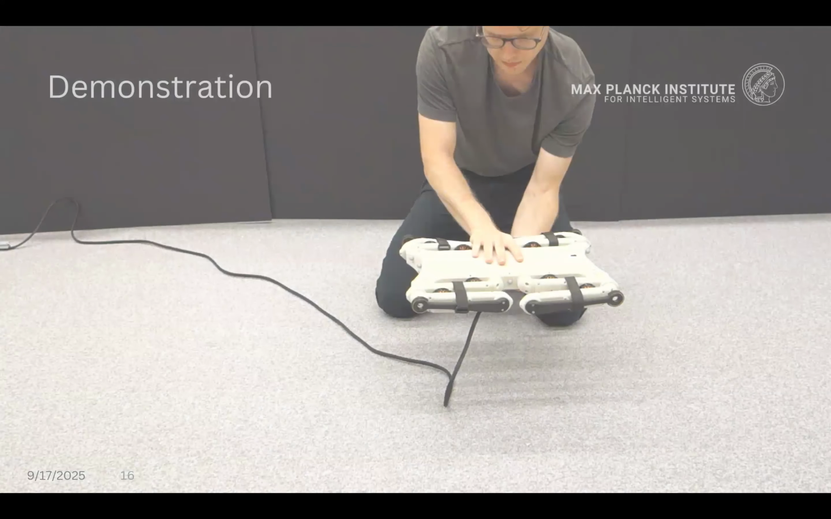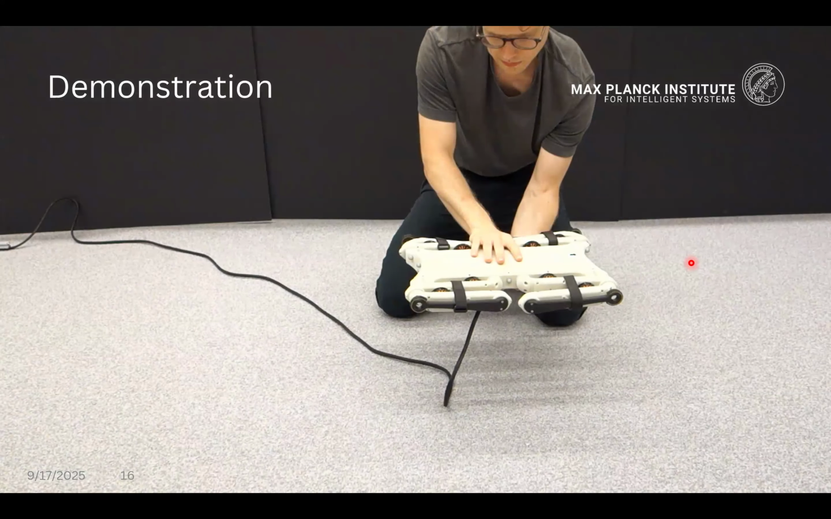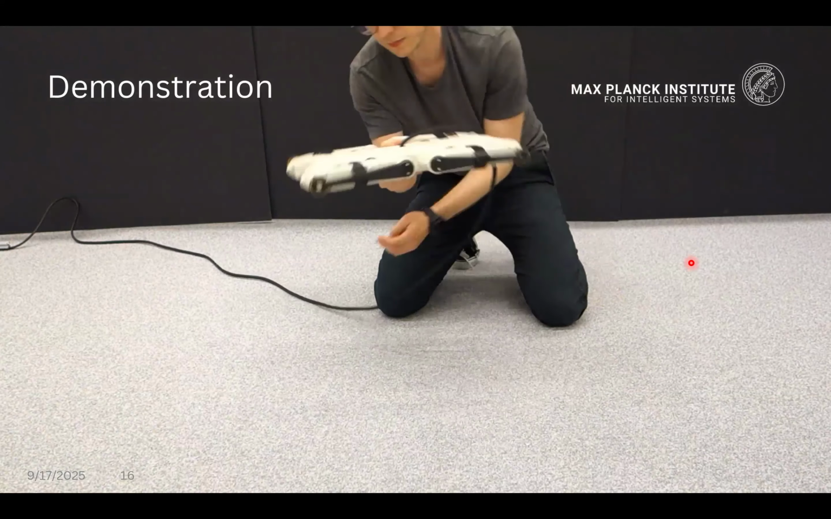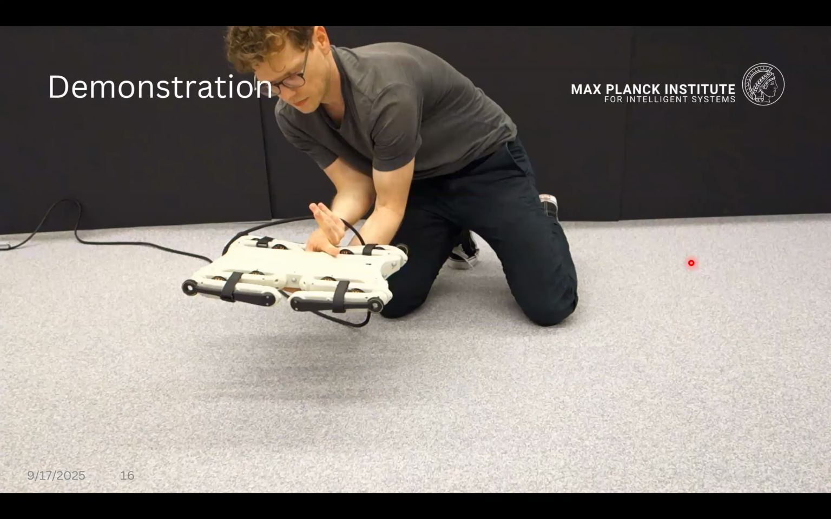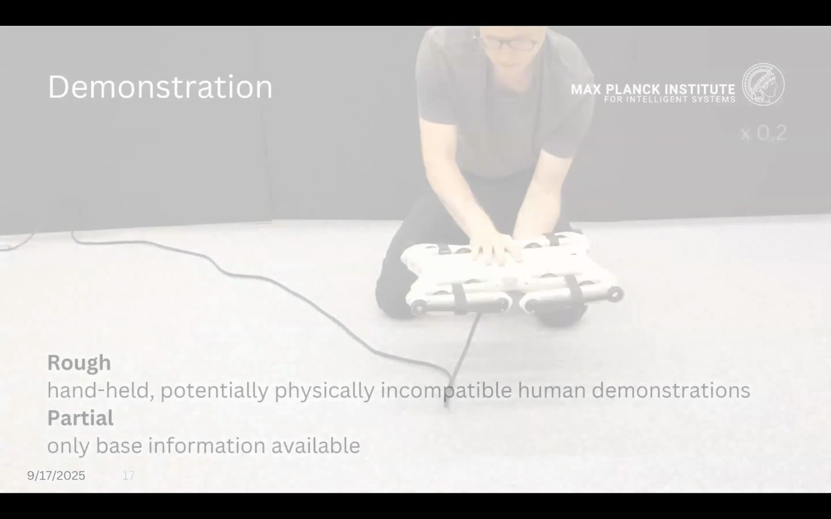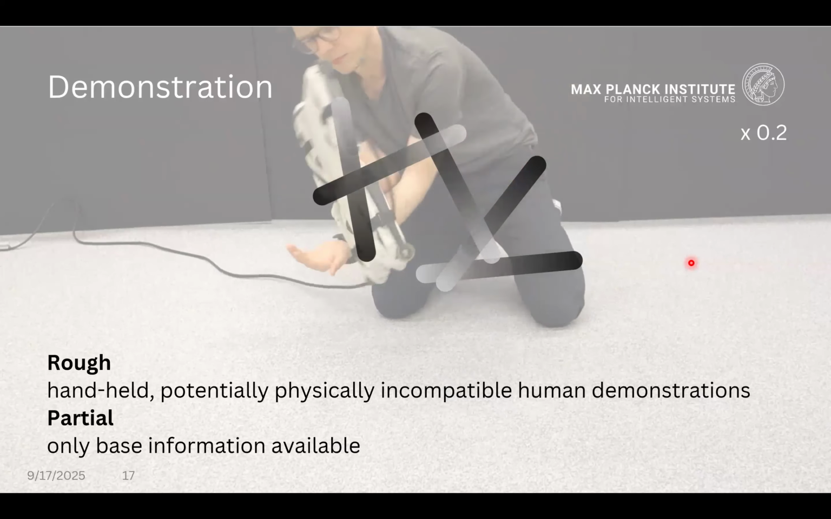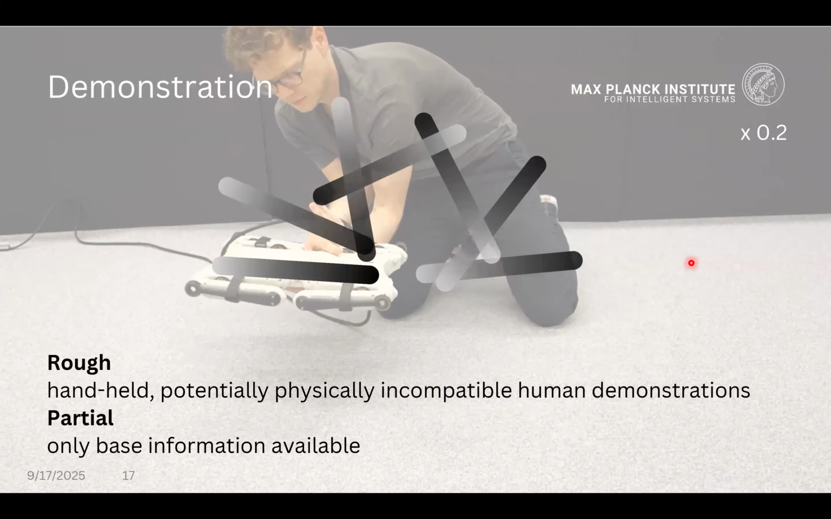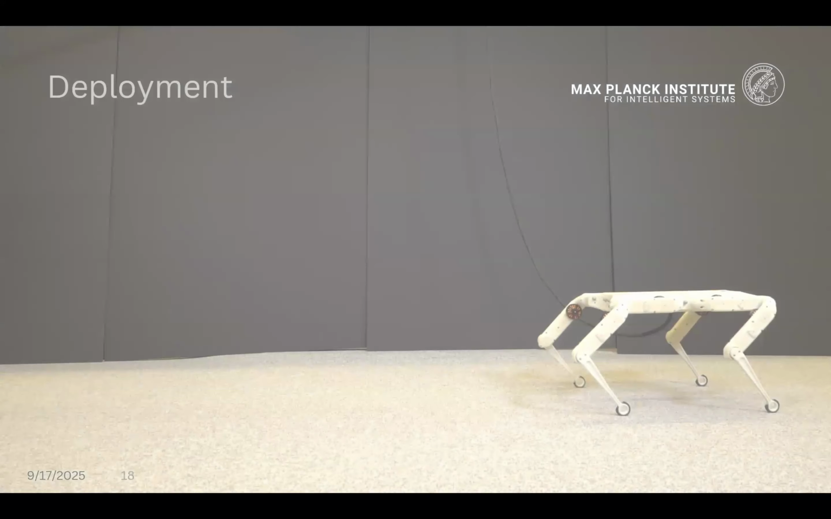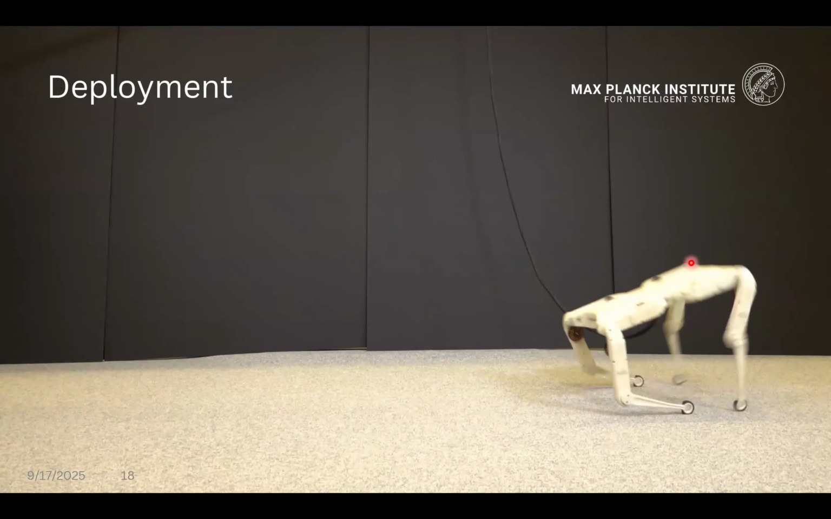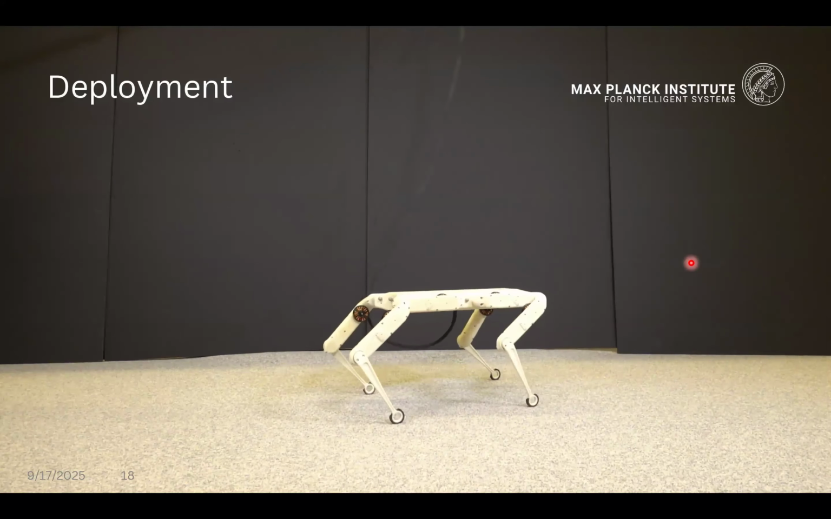So these are experiments to give you an example. We flipped our robot with our hand. When I say this motion is rough because it's handheld, we don't necessarily obey any physical laws. And it's partial because, when you flip the robot, the joints are nearly useless, so you only have very partial information about the base. In this case, we trained Wasabi in simulation and deployed it back on the hardware.